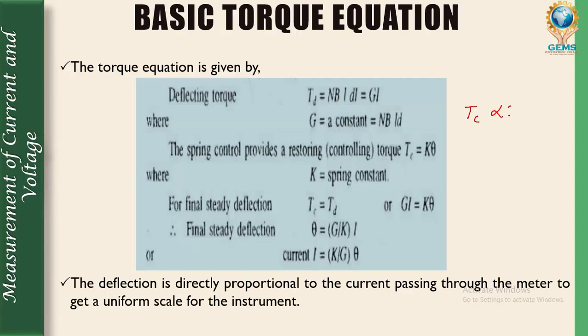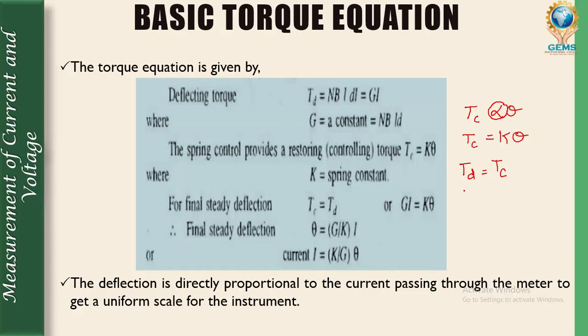TC is directly proportional to theta. In order to eliminate this proportionality, I use a constant K: TC is equal to K theta. For any instrument, the deflecting torque will be equal to the controlling torque. Only then the instrument will be balanced.